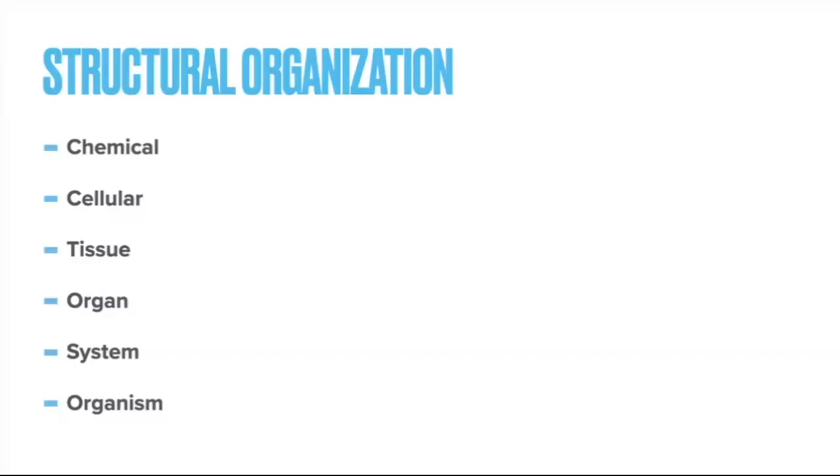When we talk about structural organization of us, humans, we start at the chemical layer. The chemical layer includes things like water, proteins, carbohydrates, lipids, nucleic acids, salts, as well as food and drinks. Then we move to the cellular level and the tissue level, to the organ, to the system, and the organism. Don't forget the basic structural and functional unit of life is the cell.